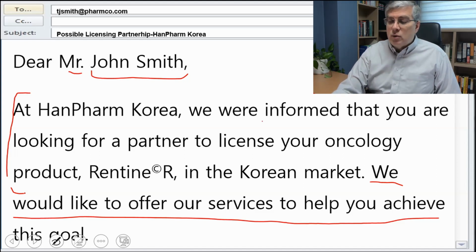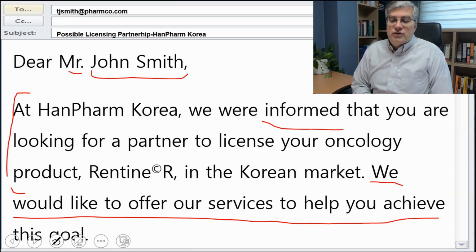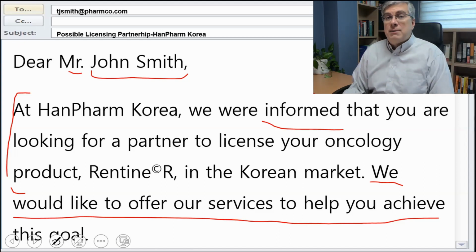But informed, of course, we went over this before, that's more formal vocabulary. So we were informed. Now, you say we were told, but we were informed, it sounds more professional. We were informed that you are looking for a partner to license your oncology product in the Korean market. That's the background information. The reason why I'm writing you is because we would like to offer our services to help you achieve that goal. Okay, very direct. It's not impolite. It's a formal but direct statement of purpose. Why are you writing that person? And again, like I said, that's what you want to have at the beginning of your email.